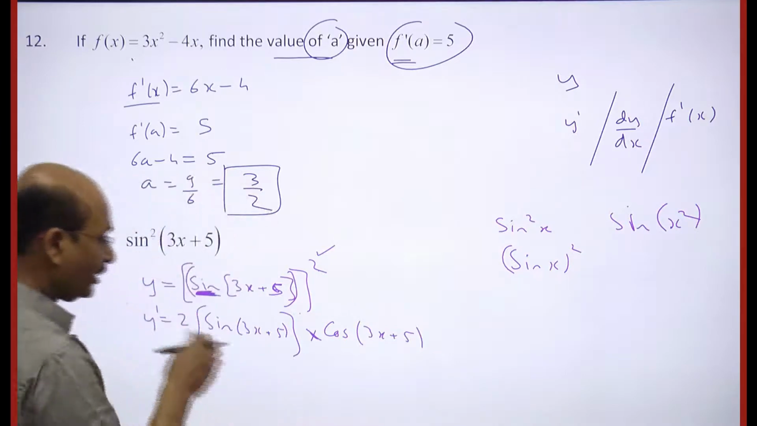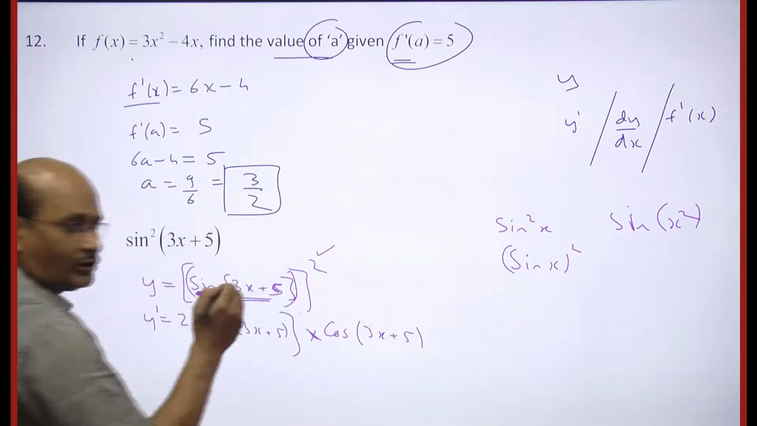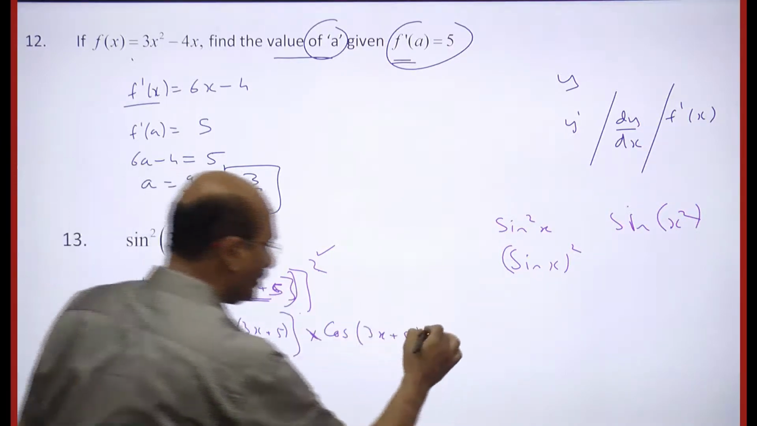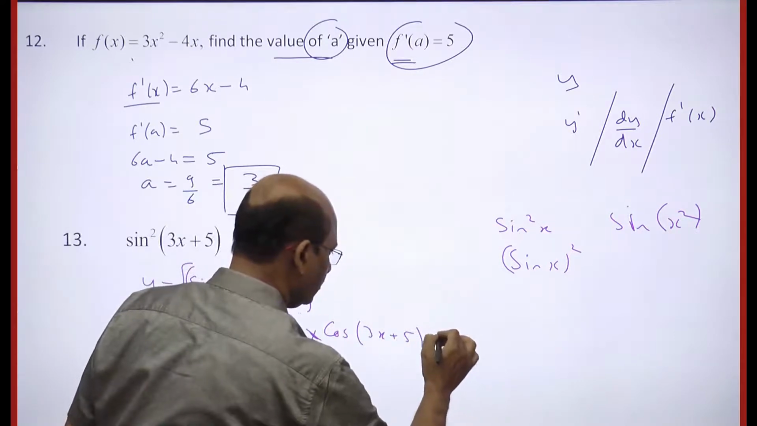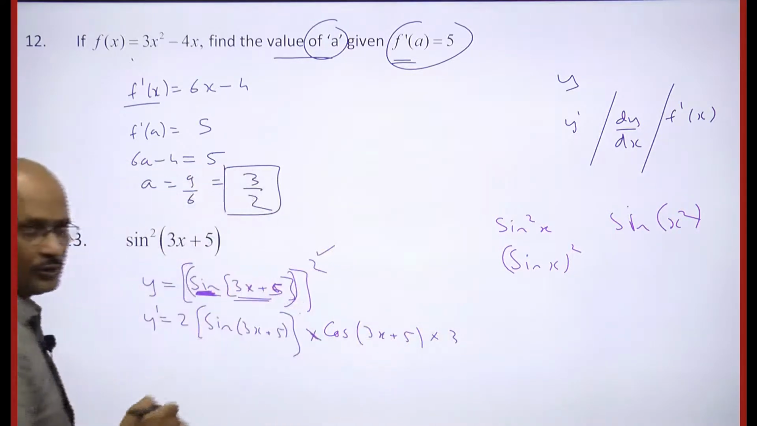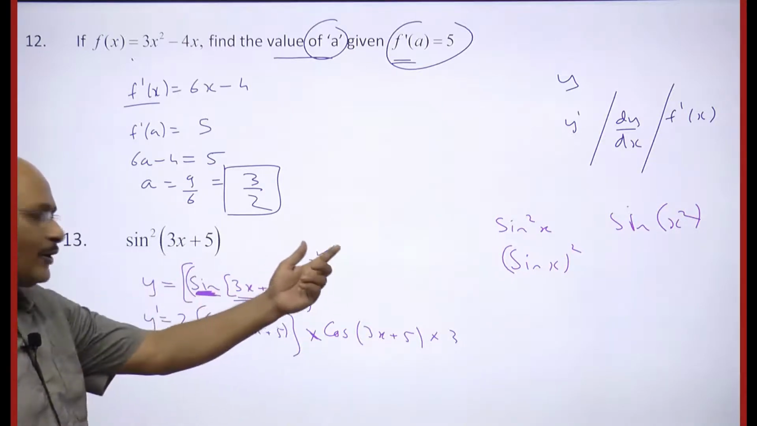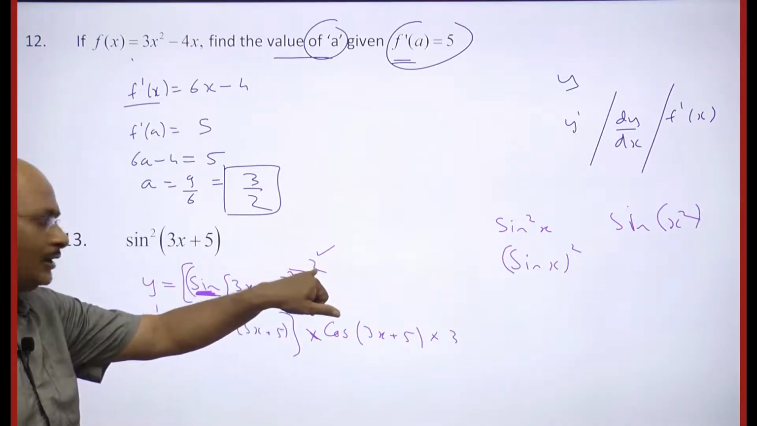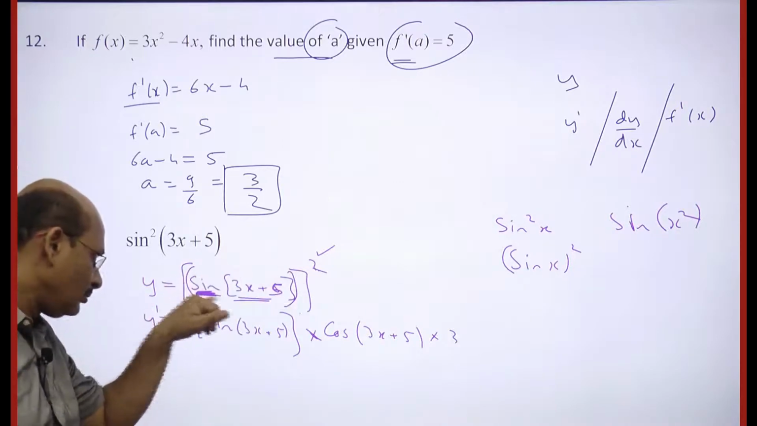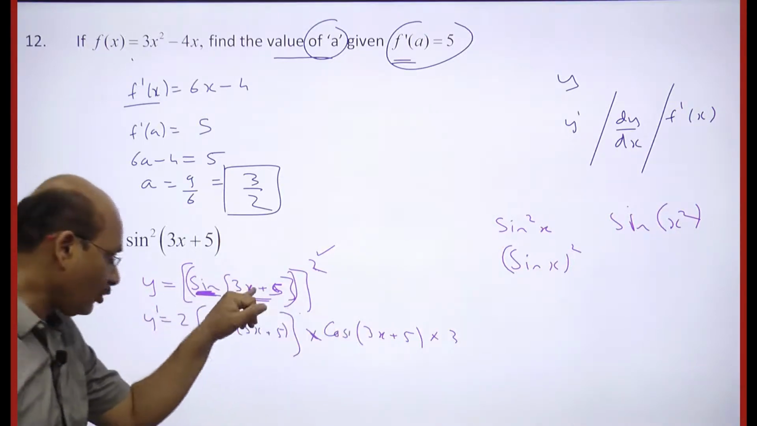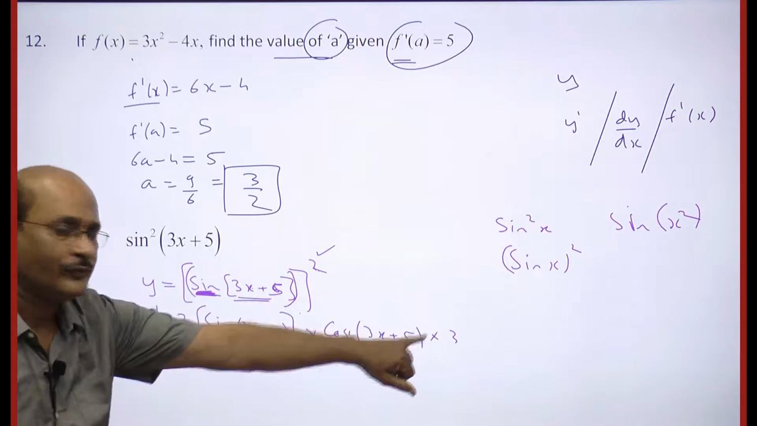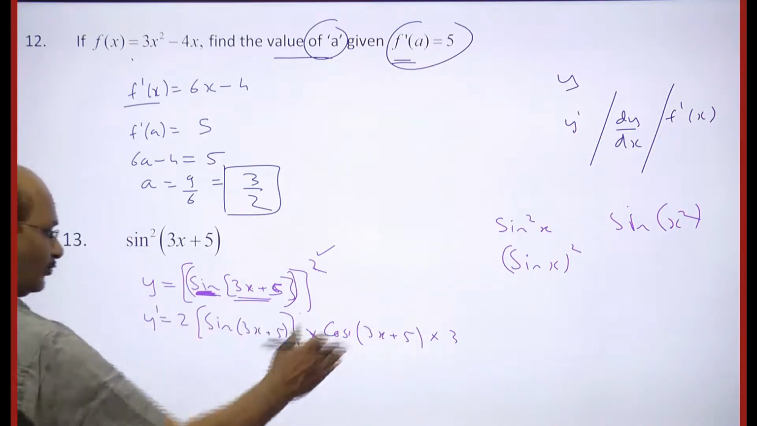And I am surprised to see inside one more function. Algebraic function is also there. So 3x plus 5, its derivative is 3. Derivative of 5 is 0. So I repeat. This is sine 3x plus 5 whole square. First find the derivative of power. Then go inside. Multiply by cos. Then go inside, multiply by 3. So now you can just simplify this out whatever you want.